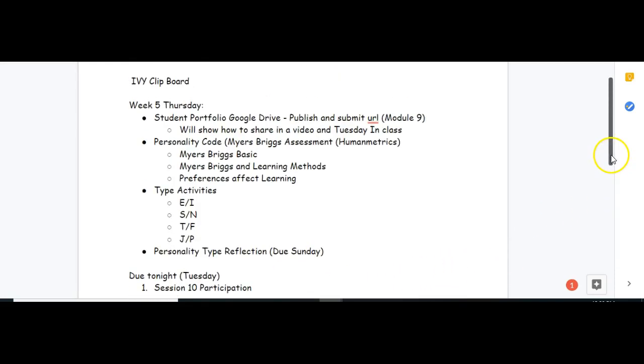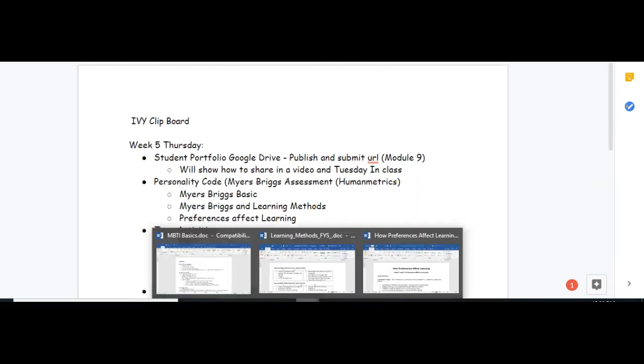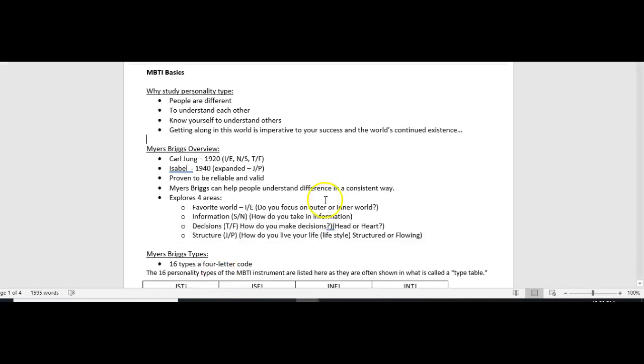So let's look at this, and let's look at the Myers-Briggs Basic. It kind of looks like this. I put this into a form that is easier to follow than what I had in class. So it begins with, why should you study personality types? Well, the big thing here is that there are all kinds of personalities. And according to Myers-Briggs, there are actually 16 of them.